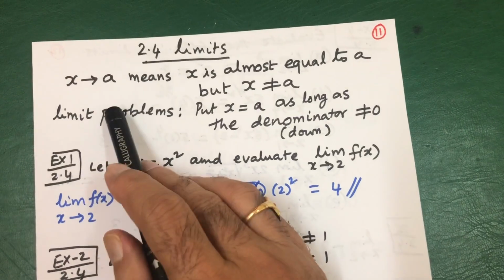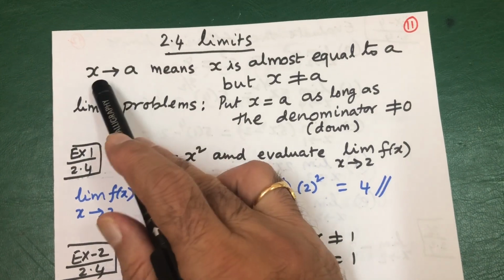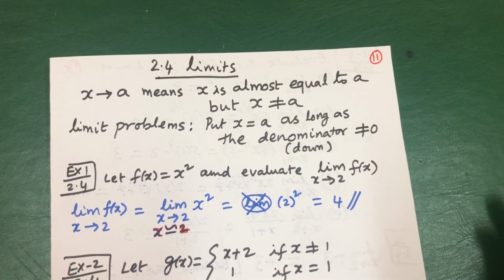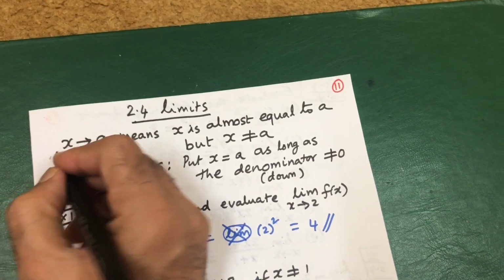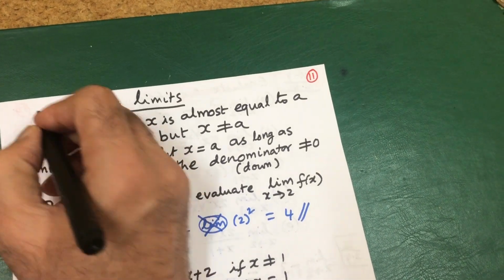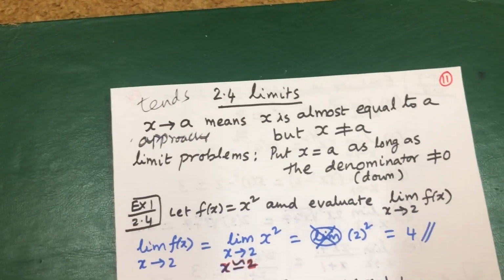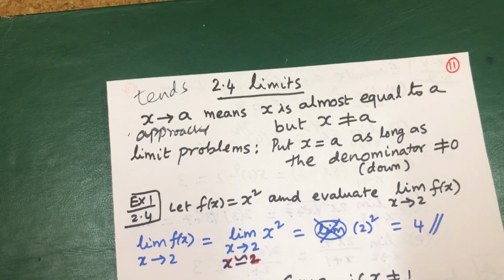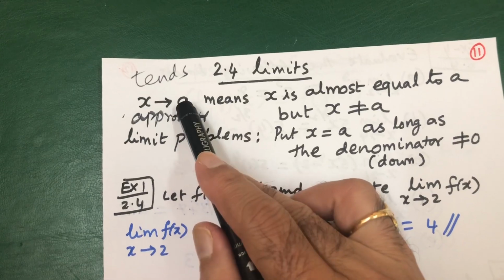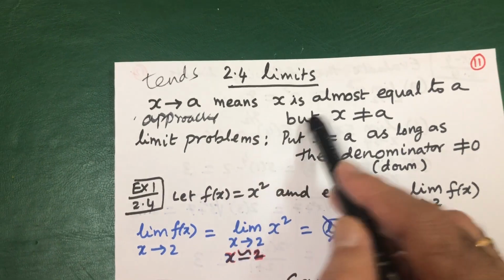So the next topic is 2.4 limits. We write x arrow a. This we read as x tends to a. How to read this one? X is approaching a, approaching or tends, T-E-N-D-S. So normally we read tends only. X arrow a means x tends to a or x approaching a. What does it mean? X is almost equal to a but not equal to a.